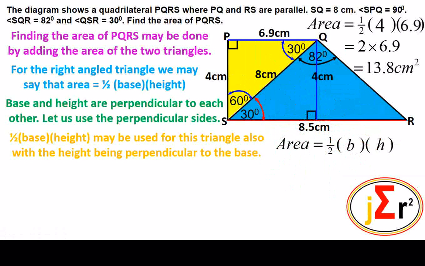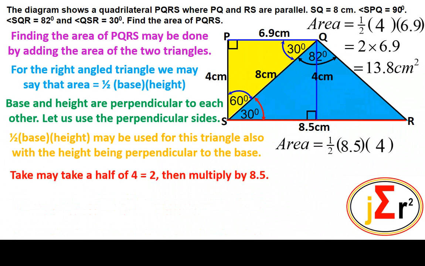We will go straight ahead and make our substitution, where the base is 8.5 centimeters and the height is 4 centimeters. Now we are going to take half of something. It is easy to just take half of 4, which is 2. So half of 4 is 2, and we will then multiply that 2 by 8.5, and our result is 17.